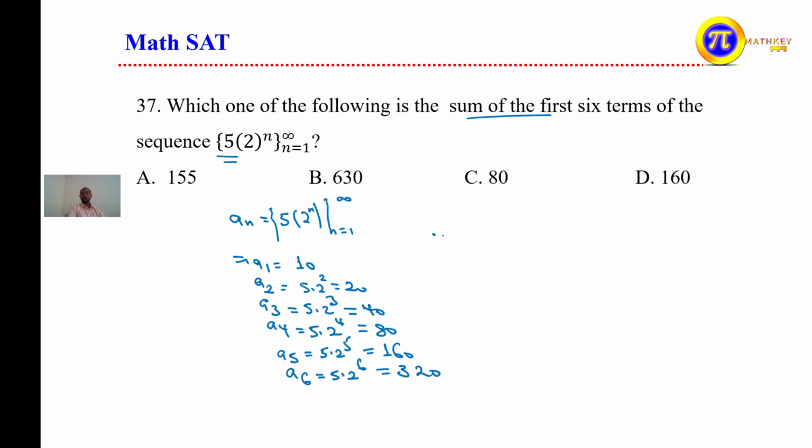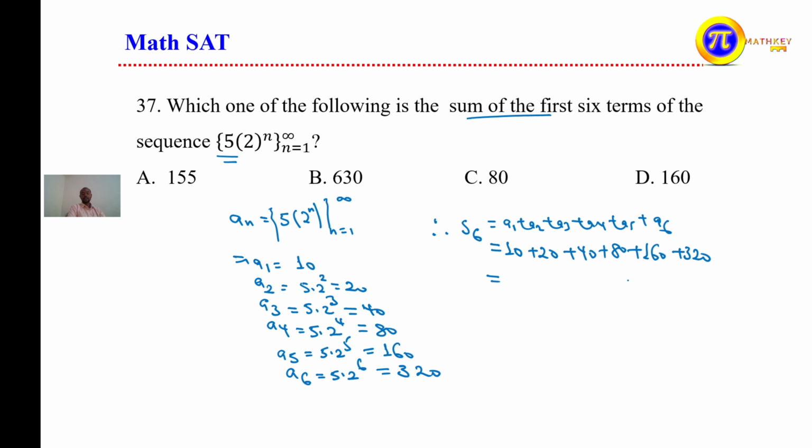Therefore, what is the sum of these 6 terms? That is a1 plus a2 plus a3 plus a4 plus a5 plus a6. Which is equal to 10 plus 20 plus 40 plus 80 plus 160 plus 320.